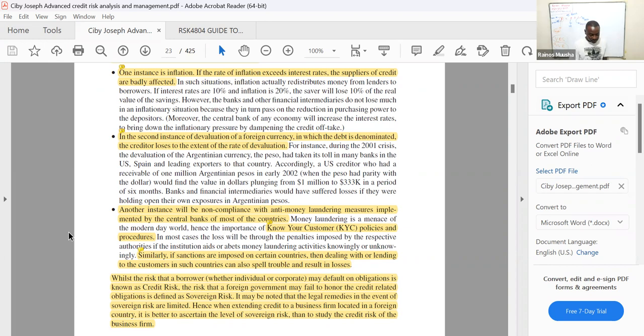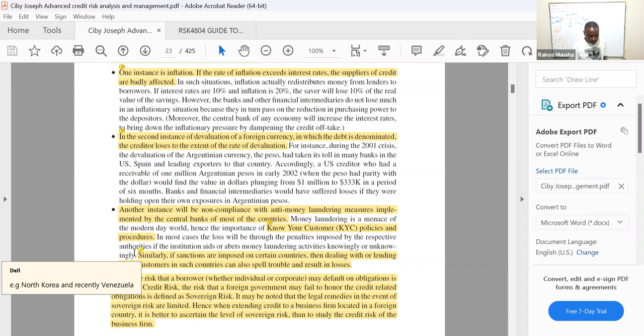So here they say, similarly, if sanctions are imposed on certain countries, then dealing with or lending to the customers in such countries can also spell trouble and result in losses as well.